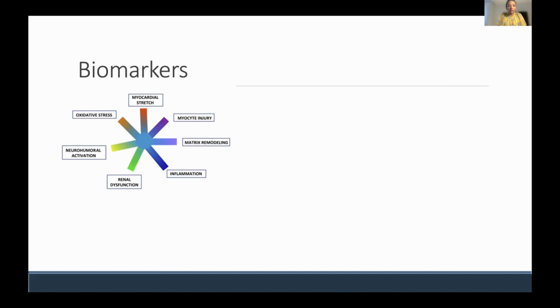Some of the biomarkers that we clinically use are biomarkers of myocardial stretch, which, as you know, are natriuretic peptides. ANP is not used because of its short half-life. What we use clinically is BNP and NT-proBNP, which is the precursor of BNP. Myocyte injury is troponin, which again is a poor prognostic sign, but is not specific for heart failure per se.